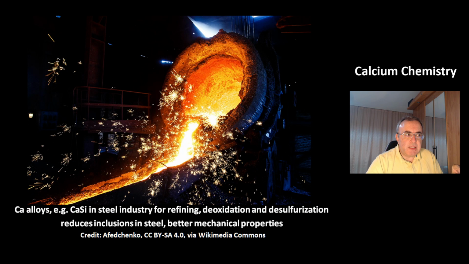This is one use of calcium. It's in alloys like calcium silicon, in the steel industry for refining and deoxidation and desulfurization. The calcium alloy reduces the inclusions in steel and gives it better mechanical properties.